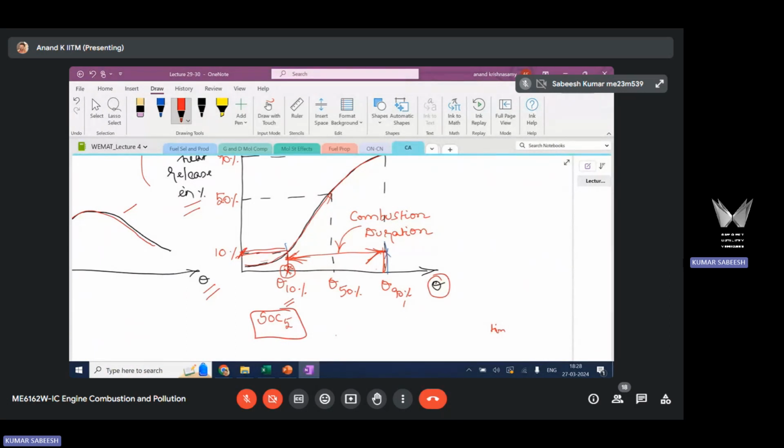This is generally used for SI engine, either 10%, and in some of the textbooks they also take 5% of cumulative heat release. So this is another criteria to determine the start of combustion. I will discuss the other two terms subsequently. Just take a note that this is another criteria: 10% cumulative heat release or 5% cumulative heat release is taken as start of combustion. So you can use any of these criteria depending on whether it is SI or CI engine.